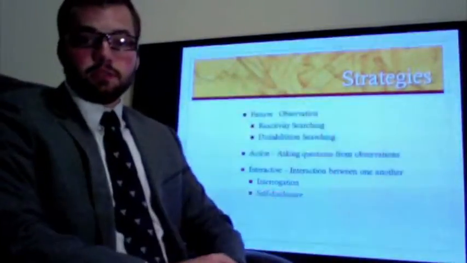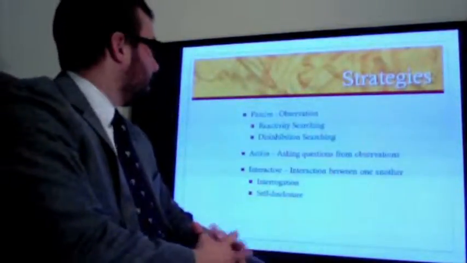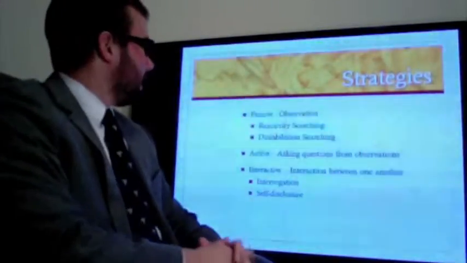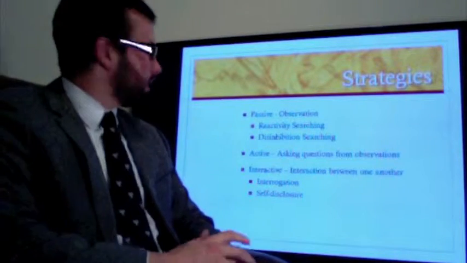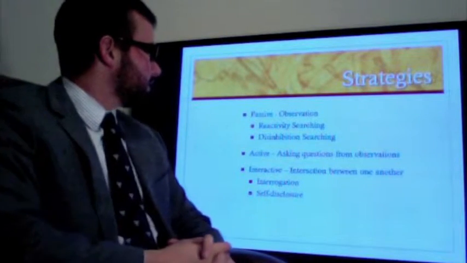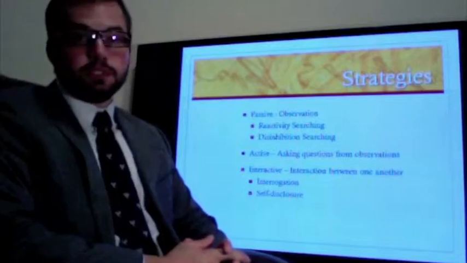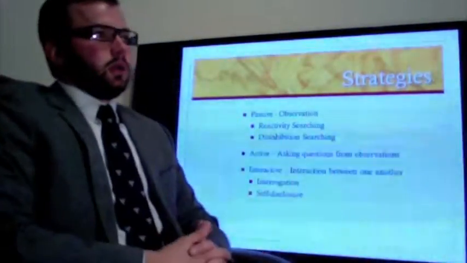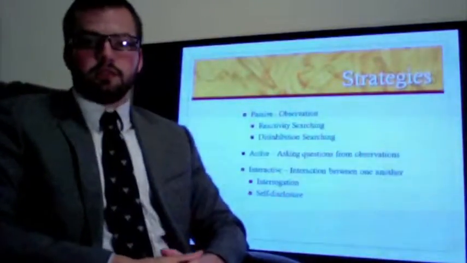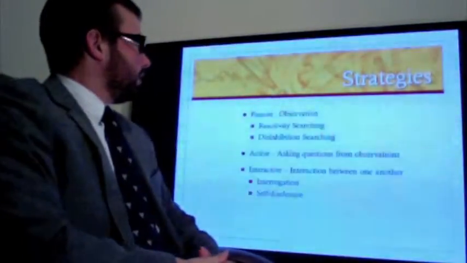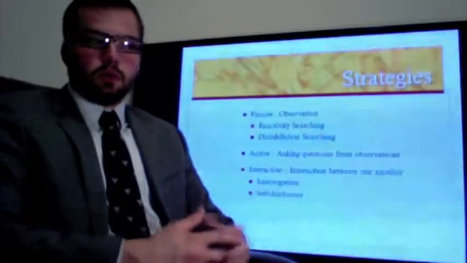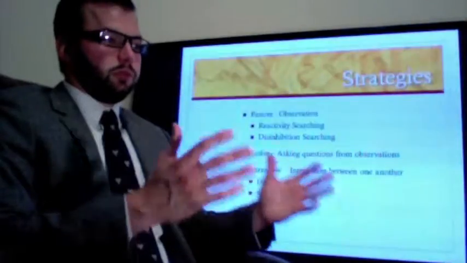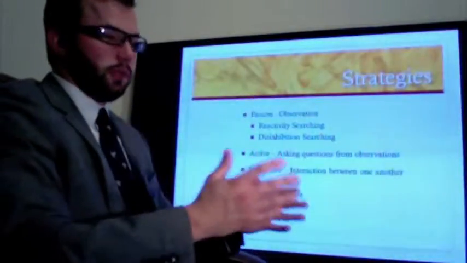There are three strategies Berger talked about. First is passive, second is active, and lastly is interactive. Passive has two subunits. One is reactivity searching, and the second is disinhibition searching. Passive is just pure observation. So an example found in Littlejohn and Foss, the book: you as a student are in a classroom, and there's an individual that you are interested in. So for a while, you purely observe them.